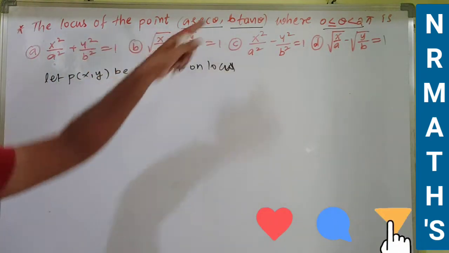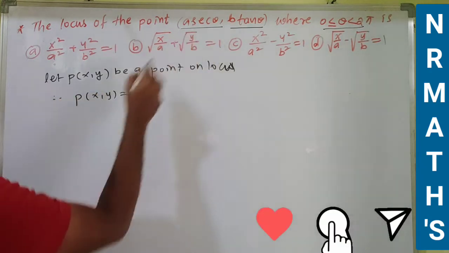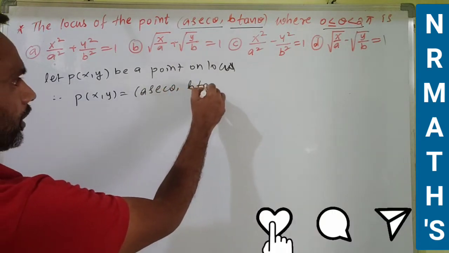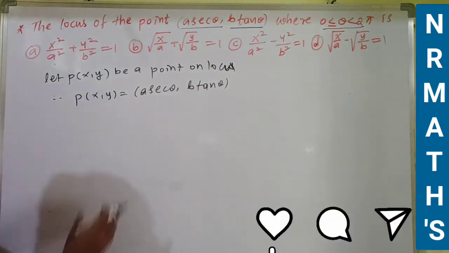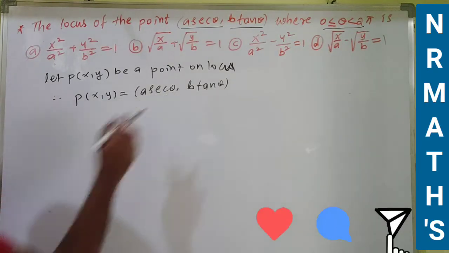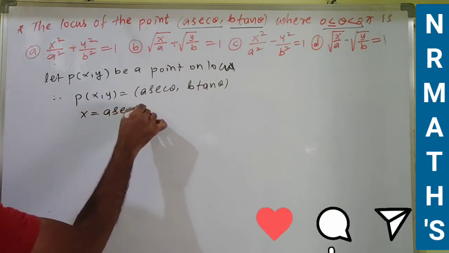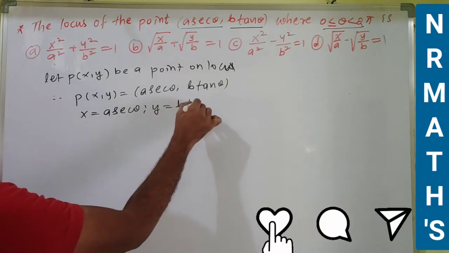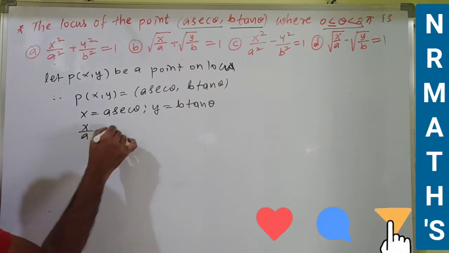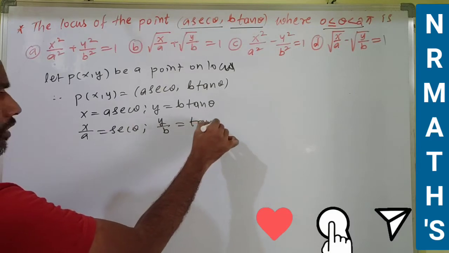Now the locus of the point is given. That means P(x, y) is equal to the given point, that means a sec theta and b tan theta. Now compare both sides: x is equal to a sec theta, y is equal to b tan theta. Now write it as x by a is equal to sec theta, and y by b is equal to tan theta.